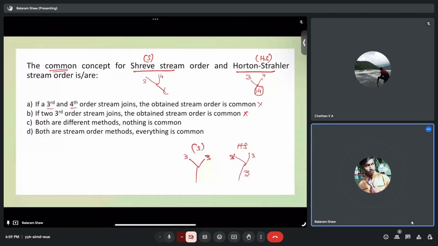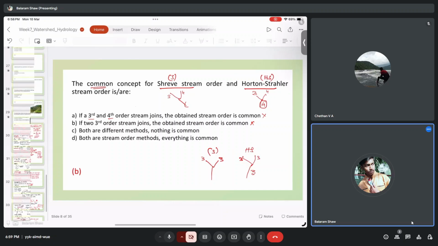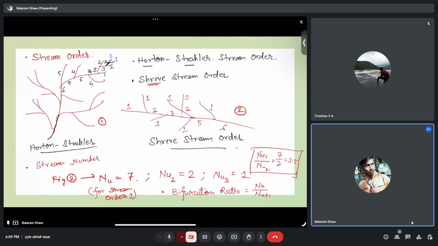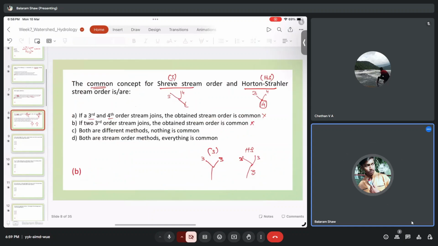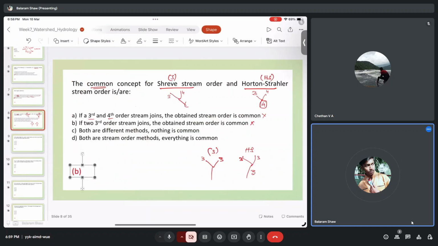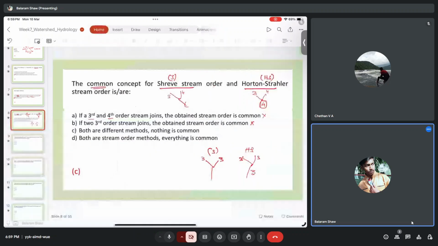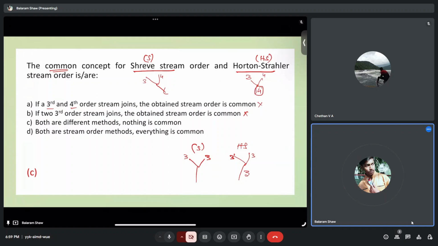Oh, correct. In stream order we have seen that when two ones are joining, then it becomes 2. So there is no common thing in that. So the correct answer would not be B. Correct it here. So the correct answer would be C.